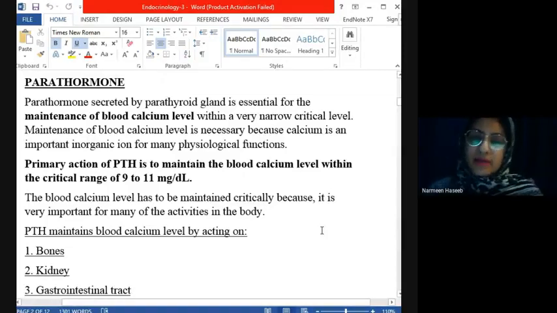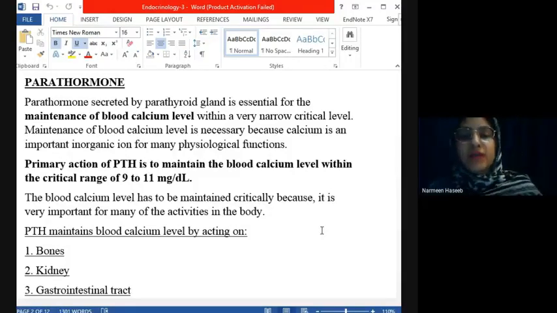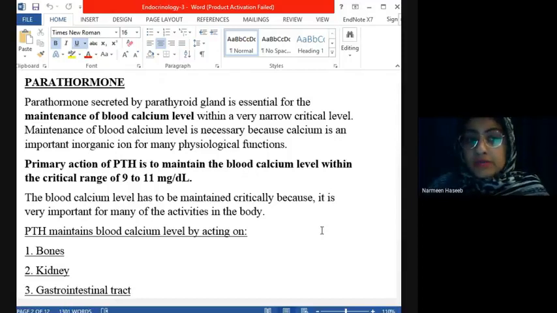So, parathormone has two very important functions. You need to learn this at the very start of this lecture: parathormone is responsible for maintaining the blood calcium levels and for maintaining the blood phosphate levels. So, whatever functions we are going to discuss today will be all about the maintenance of calcium and the maintenance of phosphate.